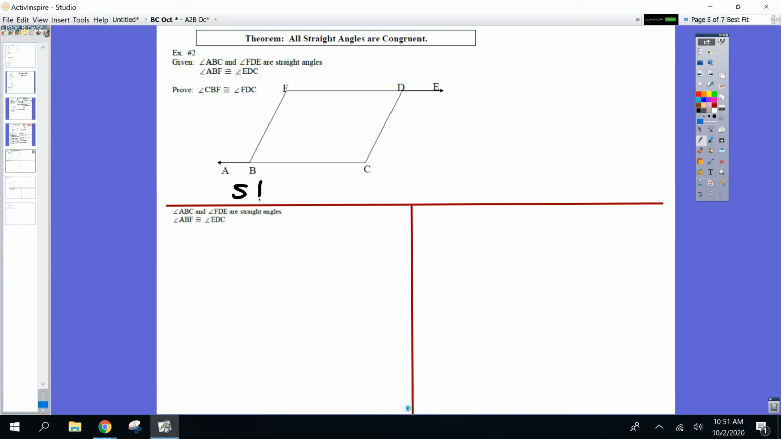Good. You guys know the deal. Statements, reasons. Set it up. Put your markings wherever you need them.